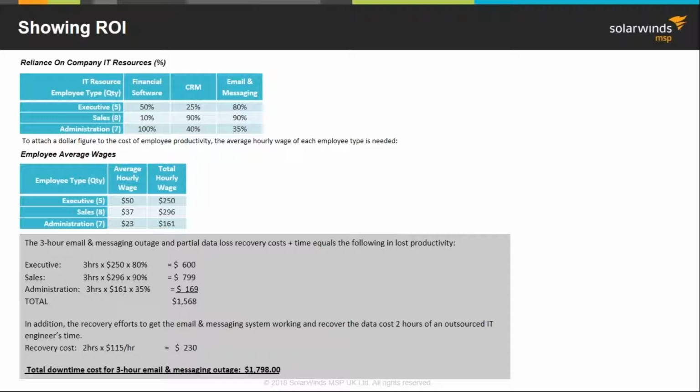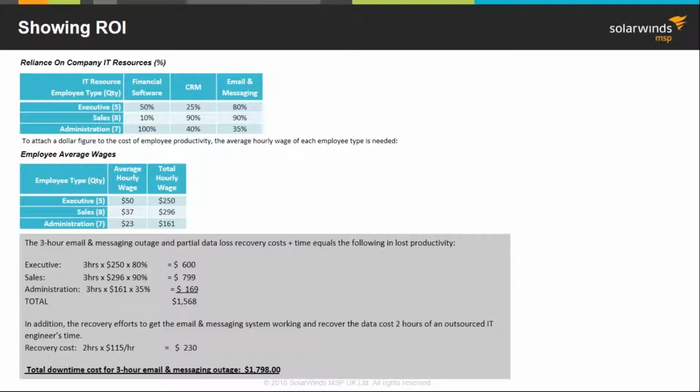And then what we want to do is look at the average hourly wage, which gives us a departmental cost per hour. So for instance, the average wage in executive is $50 an hour, sales is $37, administrative is $23, and we get our departmental costs.